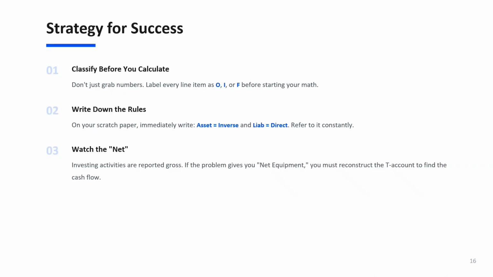And investing activities are reported at the gross amount. So if the problem gives you a net number for equipment, you must reconstruct the T account and find the gross purchase and the gross sales. That's where the cash flow actually happens. Use these 3 steps and you'll solve the problems faster and more accurately. Now let's look at the immediate next steps to lock in this knowledge.